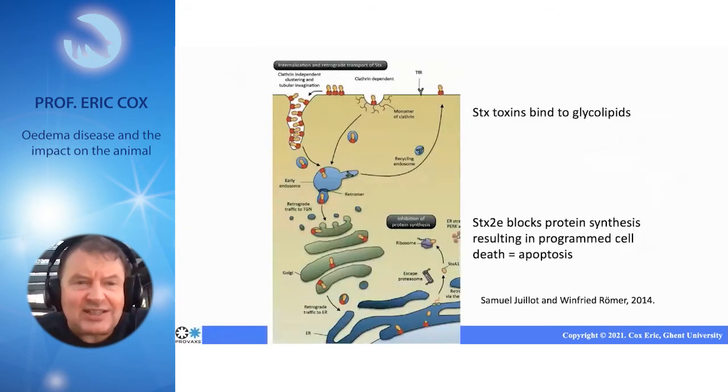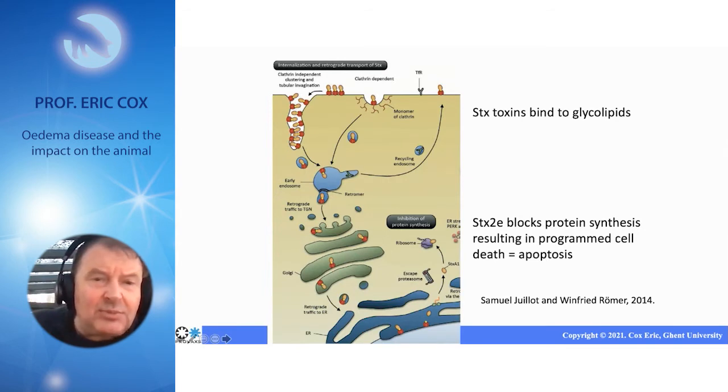So what is this toxin doing? It binds to its receptor, the GB4 receptor, and is then taken up by the cells. And in the cells, the Shiga toxin moves via endosomes to the Golgi apparatus and then to the endoplasmic reticulum, where protein synthesis is occurring.